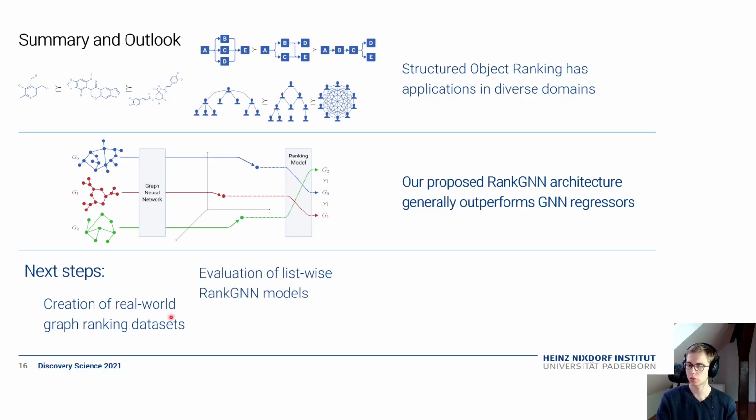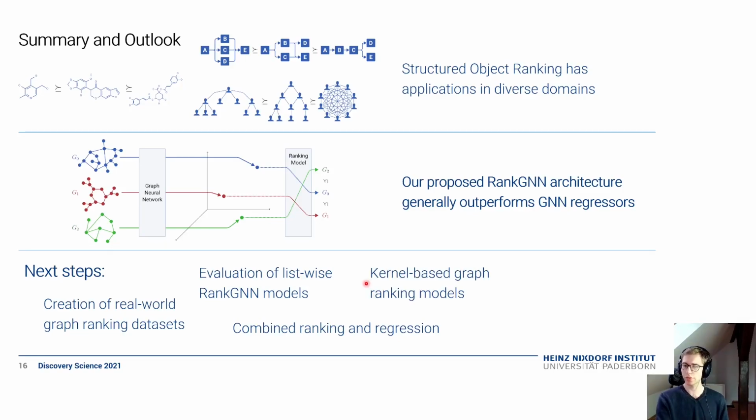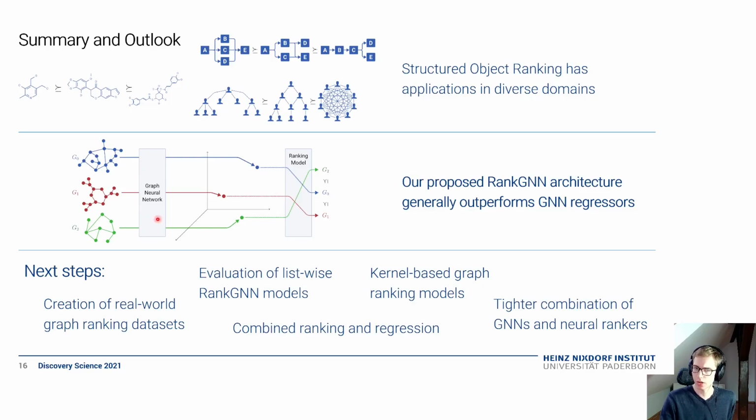Secondly, assuming suitable datasets are available, we believe that it would be interesting to also look at list-wise RankGNN models. Thirdly, we believe that another interesting direction could be the combination of ranking and regression. Fourth, we believe that a combination of graph kernels and ranking models such as RankSVM would also be interesting for future research.